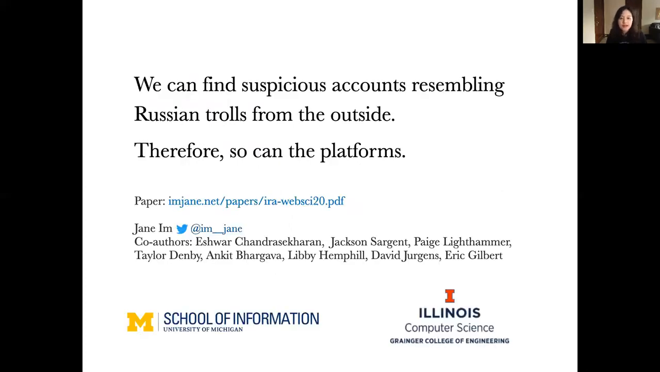And last but not least, I would like to end by saying that through this paper, we showed that we researchers outside of Twitter, who don't have access to Twitter's internal data, can find suspicious accounts resembling Russian trolls from outside of Twitter. Therefore, we believe that platforms including Twitter can do the same or can do even better.